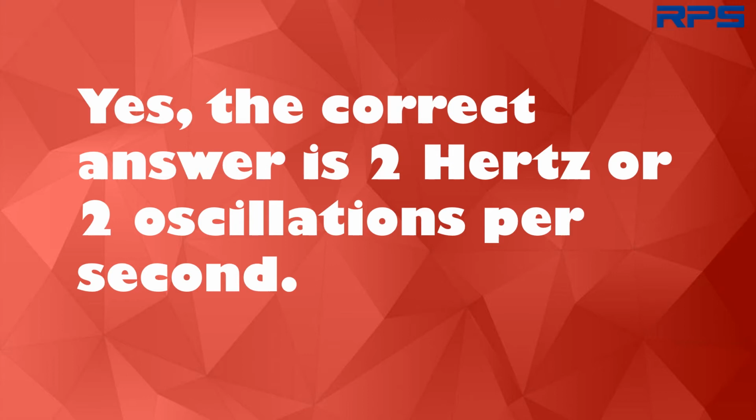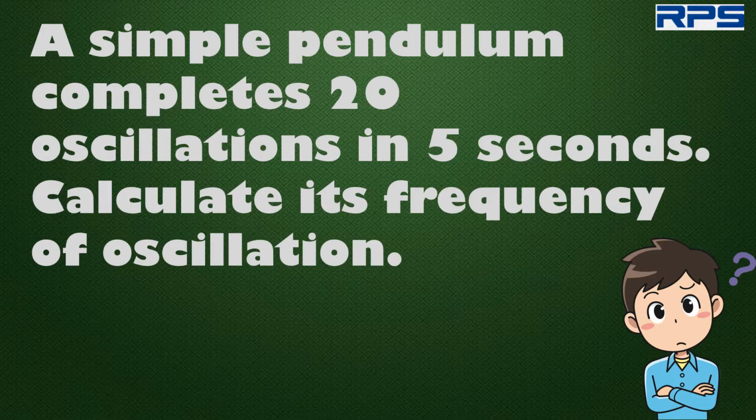Now let's try to solve another question. A simple pendulum completes 20 oscillations in 5 seconds. Calculate its frequency of oscillation. Let us discuss the solution for this question.